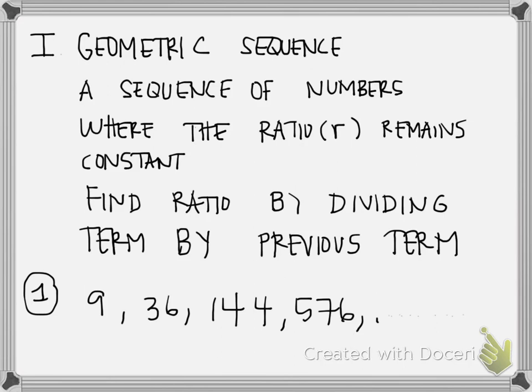Well, 576 divided by 144 is 4. So the R between those two is 4, right? 144 divided by 36 is also 4. And then 36 divided by 9 is 4. So yes, this is a geometric sequence with the common ratio of 4.